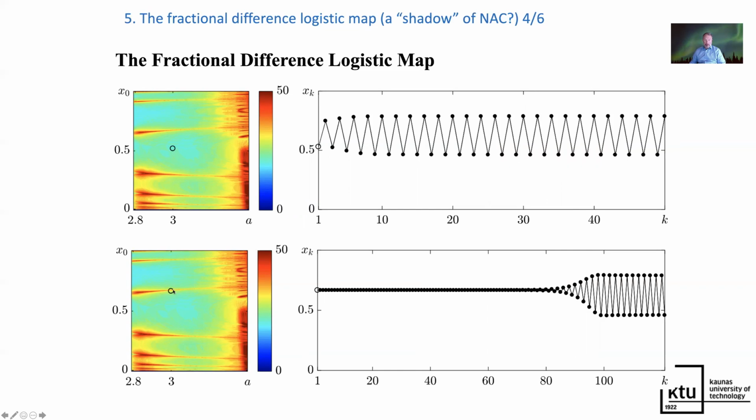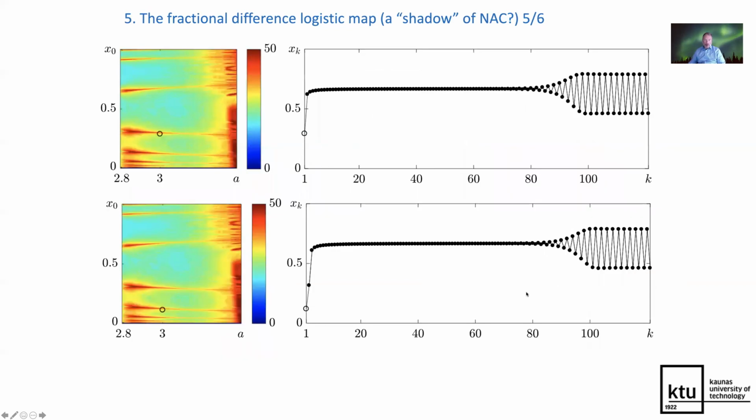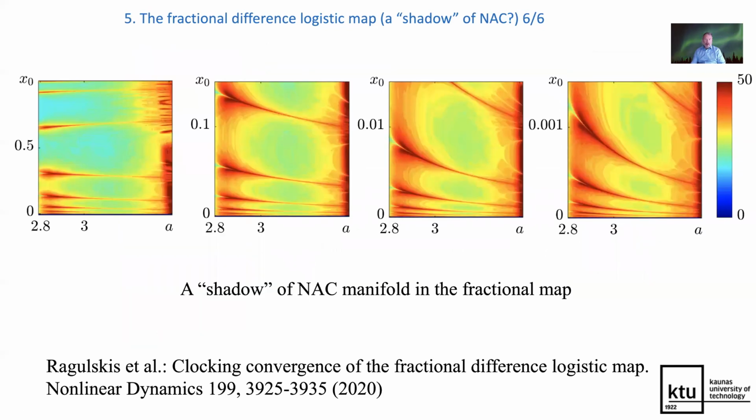And what is happening if we select an initial condition lying straightly on the trench? Well, we can observe the temporary stabilization of a period 1 orbit. Moreover, if we select the initial conditions on different trenches, we have some transients, temporary stabilization of period 1 orbit, and then eventually converging to period 2 orbit. And if we analyze more carefully the structure of the manifold, we see that the number of trenches is countable but infinite. So it shows a shadow of non-asymptotic convergence manifold in the fractional map.